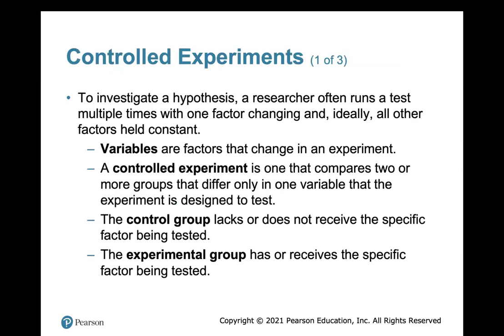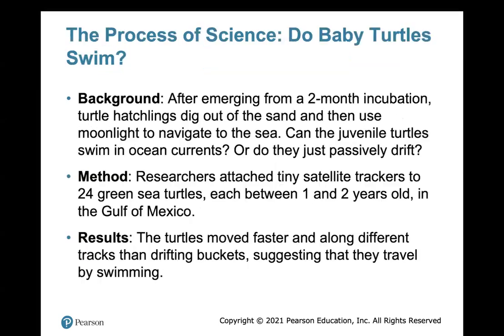So when we investigate a hypothesis, we'll run usually tests and experiments that include many factors. A variable is a factor that changes in an experiment. A controlled experiment is one that compares two or more groups that differ only in one variable that the experiment is designed to test. The control group lacks or does not receive the specific factor being tested, and the experimental group has or does receive that specific factor being tested.